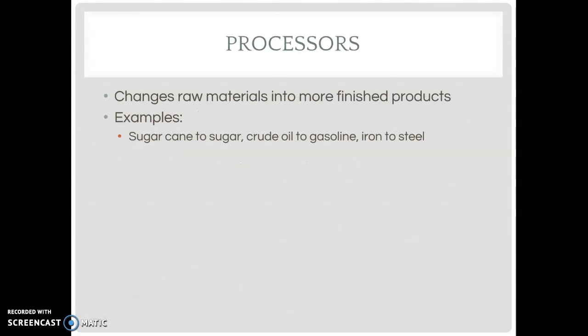Next, we have a processor. A processor is going to take raw materials and turn them into a more finished product. Now, notice how it says here, more finished, not necessarily finished, because we might have another step in becoming a finished product. So this is just more finished products. They do show us some examples. A processor might be a business that takes sugar cane, which is the raw good, and then turns it into sugar. Or a business that takes crude oil and turns it into gasoline. Or the last example is taking iron and turning it into steel.